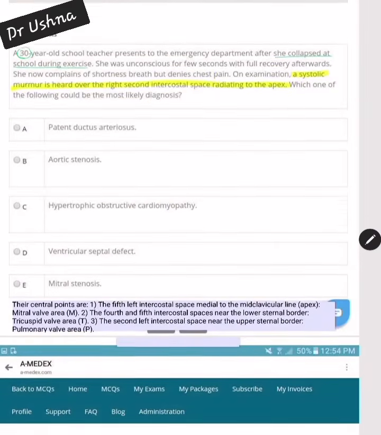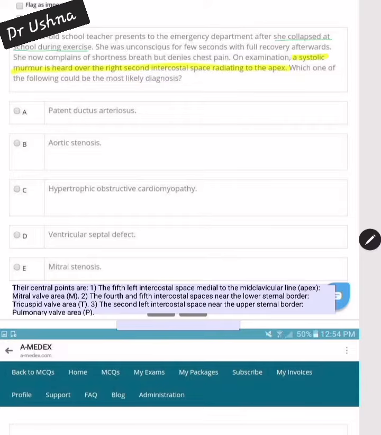Next comes a 30-year-old school teacher who presents to the emergency department. She collapsed at the school during exercise. So she is a young lady, 30 years old, with no comorbidities, and she is a school teacher. She was doing her work and during exercise she just collapsed. So this is an exertional collapse.